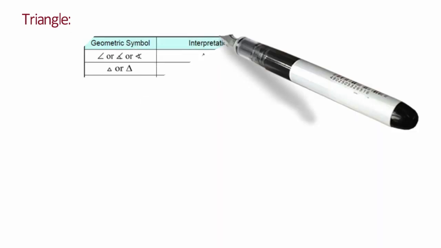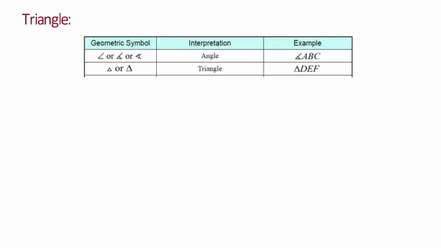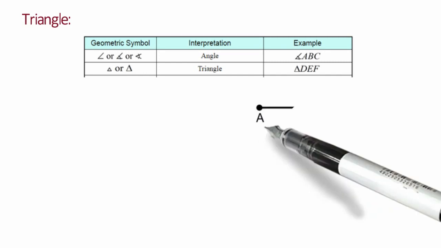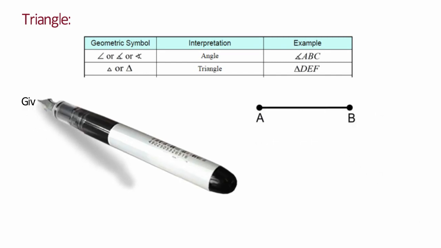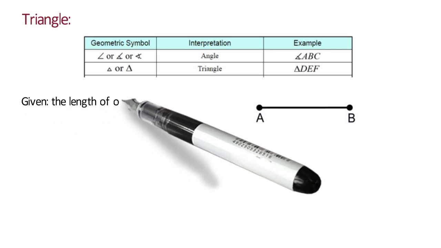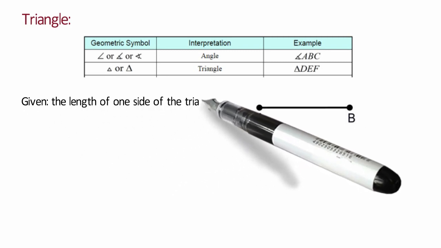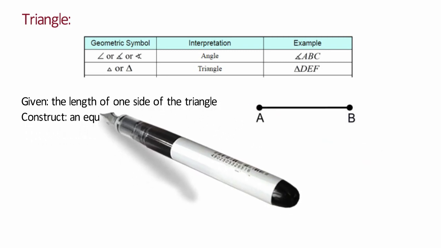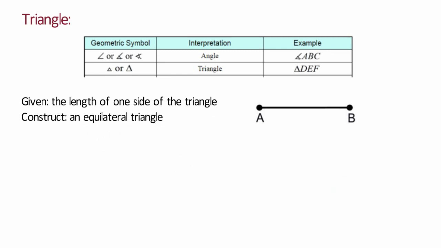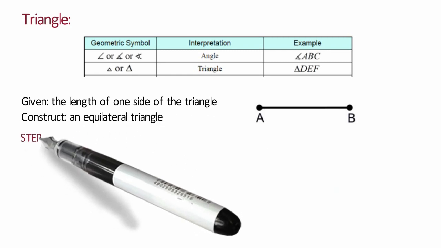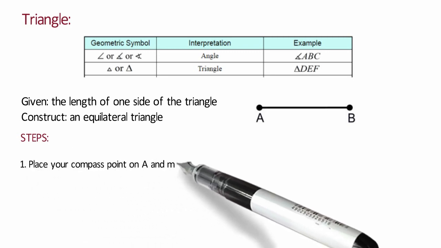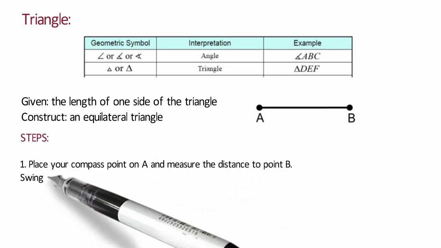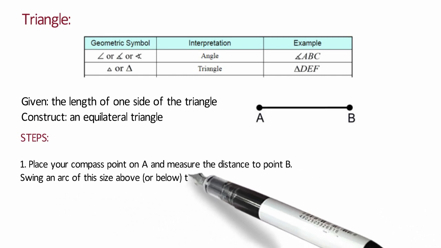Triangle. Given the length of one side of the triangle, construct an equilateral triangle. Steps. 1. Place your compass point on A and measure the distance to point B. Swing an arc of this size above or below the segment.